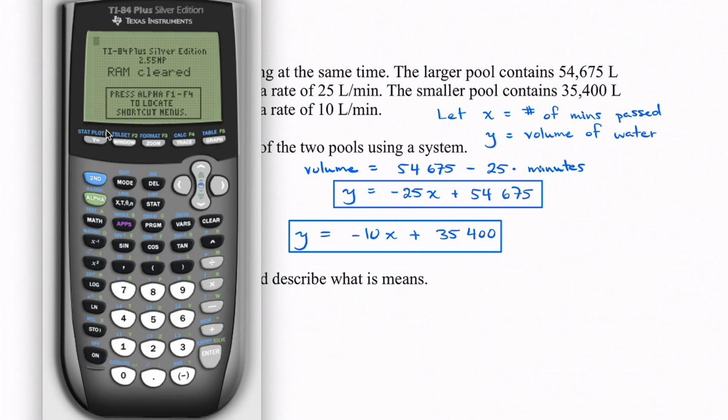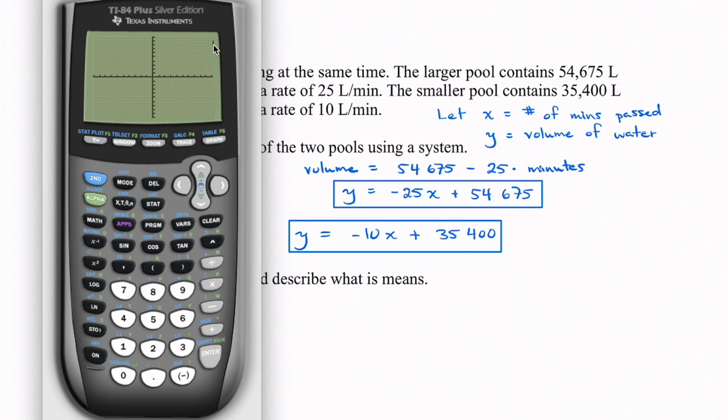So we'll turn our calculator on, go into y equals, and then we're going to put these ones in. It doesn't matter the order, you can put this one first or this one first. So it's negative 25, again reminder, you got to use negative, you can't use minus, so negative 25, and then x is right up here, and then plus this 54,000 number, so 54675. And then click enter, you can go down to the second one, and then put this one in, so negative 10x plus 35,400.